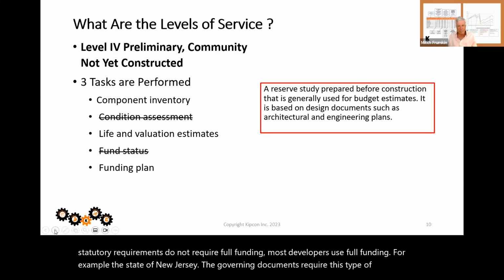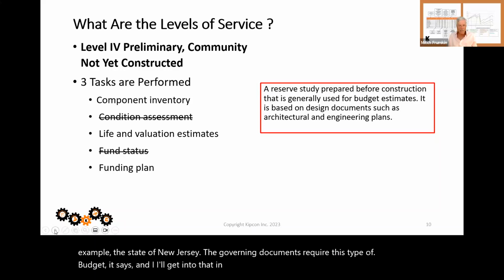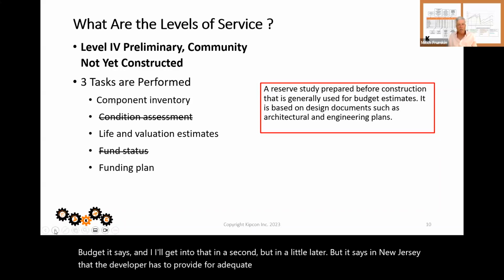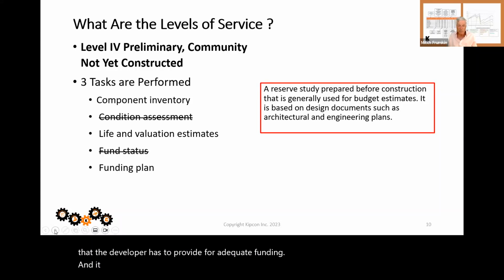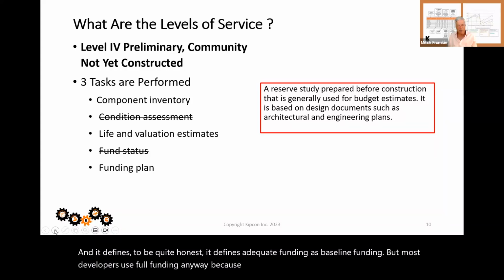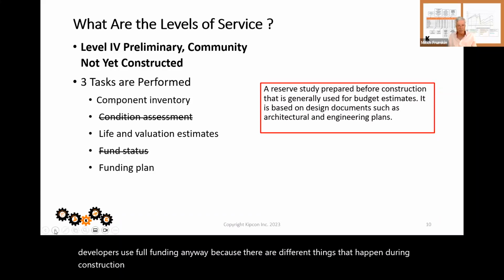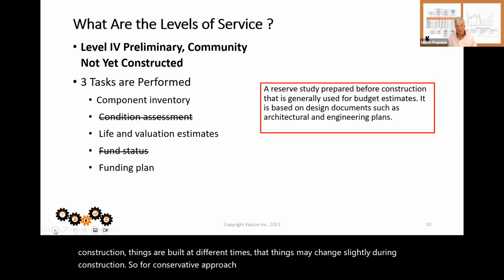It says, and I'll get into that a little later, but it says in New Jersey that the developer has to provide for adequate funding. And it defines, to be quite honest, adequate funding as baseline funding. But most developers use full funding anyway because there are different things that happen during construction. Things are built at different times. Things may change slightly during construction. So for a conservative approach, most developers, if not all developers, use the full funding model in their governing documents.